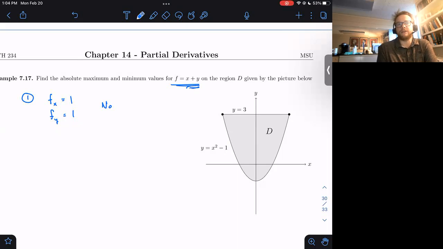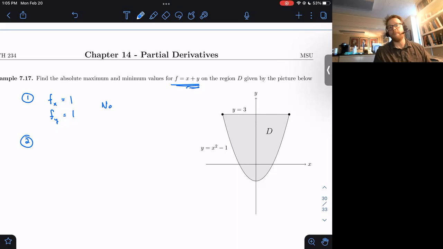And sometimes that happens, right? Sometimes there aren't going to be critical points from step 1. And that's perfectly fine. So now we can move on to step 2. Again, no matter what values you plugged in for x or for y, we never got 0 for our critical points. So now we need to go on and look at the boundary. So step 2 is looking at the boundary of D and finding those critical values on the boundary.